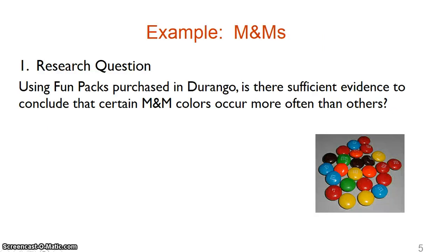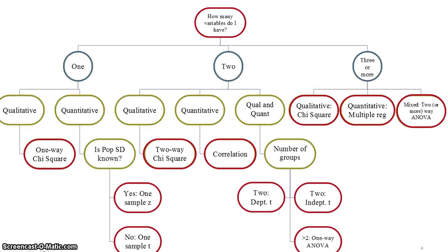In our notes, we look at the color distribution of M&Ms in a fun pack. Our research question, is there sufficient evidence to conclude that certain colors occur more often than others, has a dependent variable of colors, which is qualitative. When looking at the which test flowchart, we see that when you have one variable, color, and it is qualitative, we use the one-way chi-square test.